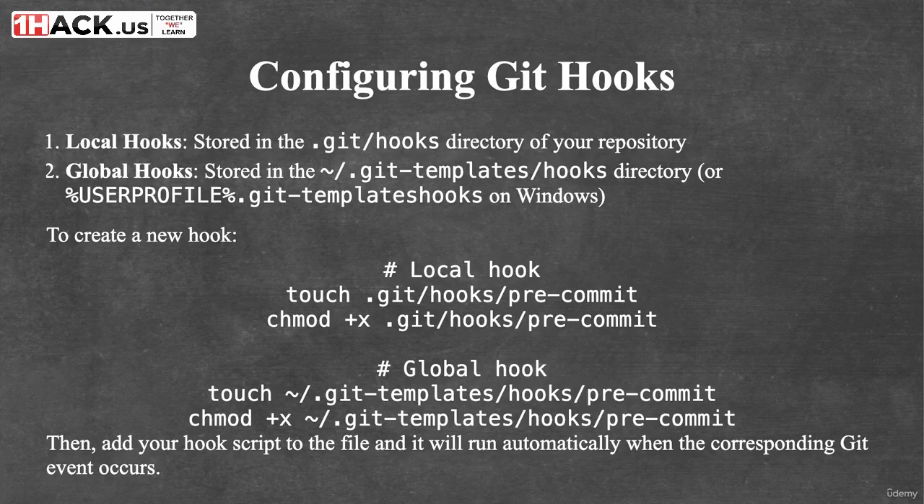To create a new hook, you can simply touch a file with the name of the hook you want to create, e.g. pre-commit, in the appropriate directory, and then make the file executable using the chmod +x command. Once you have created the hook file, you can add your custom script to it. This script will then run automatically when the corresponding Git event occurs, such as a commit, push, or checkout. By using both local and global hooks, you can tailor your Git workflow to your specific needs and ensure that your team follows consistent practices across all your projects.